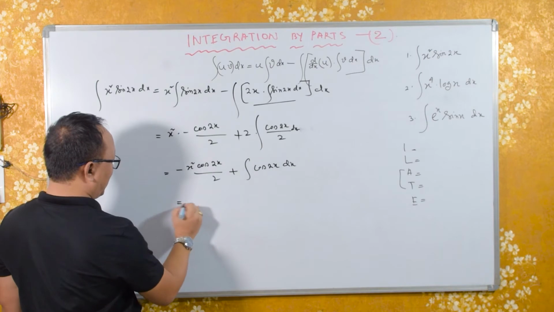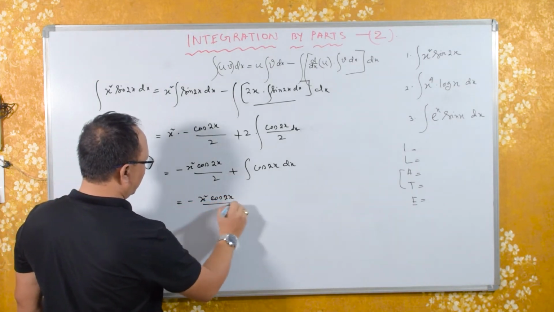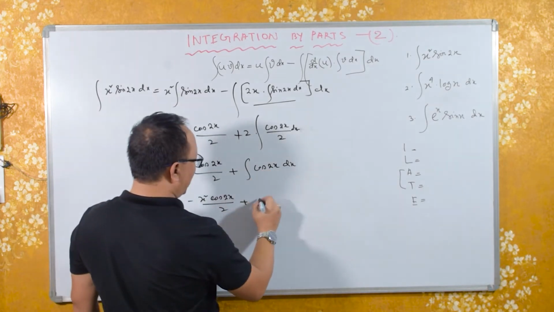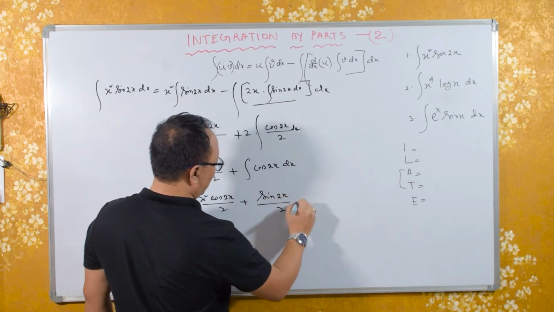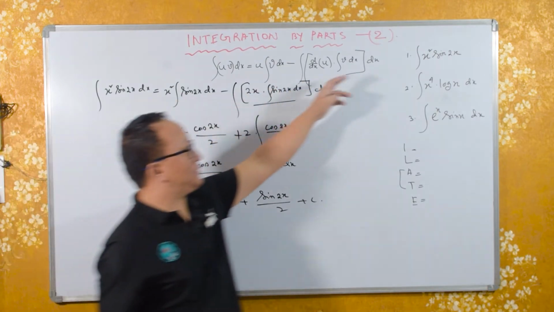The constant we can write afterwards. Minus x square cos of 2x upon 2 plus the integration of cos 2x, which is sine of twice x upon 2, plus c. Okay, this is the answer for this.